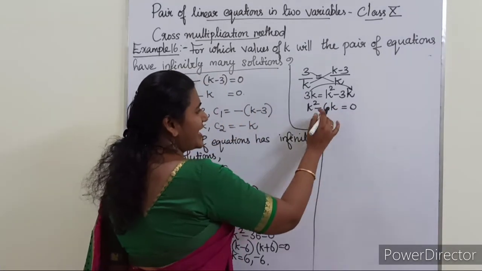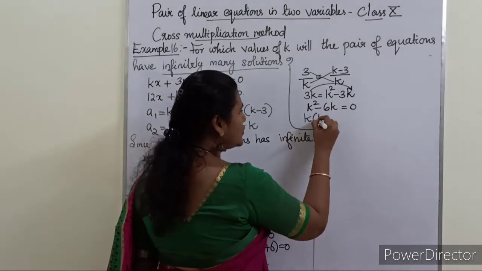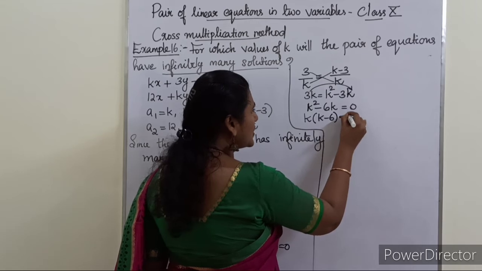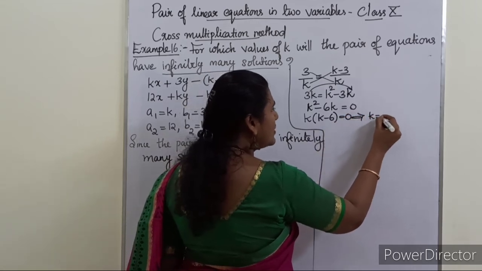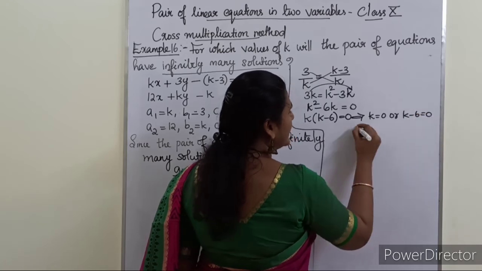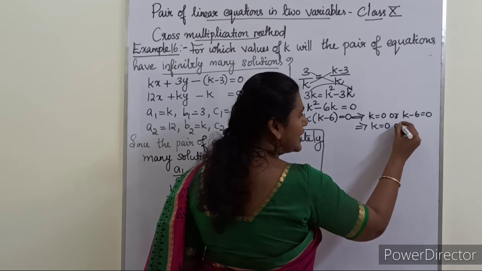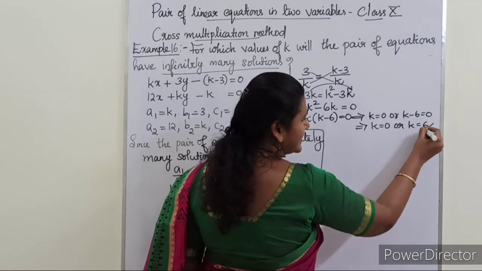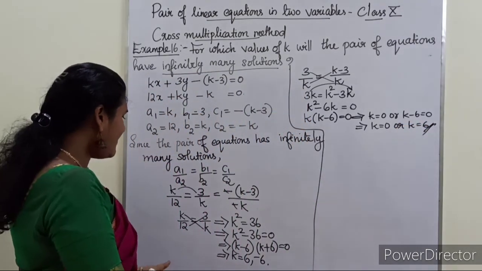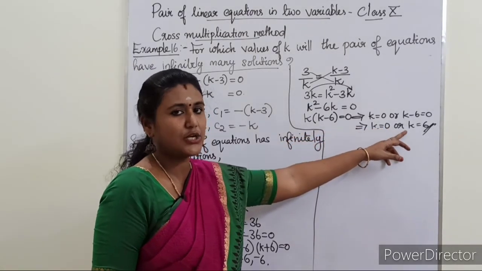Now we will factorize this, that is we will take K outside. So K into K minus 6 is equal to 0, which gives K equal to 0 or K minus 6 is equal to 0. That is we will get two values for K, that is K is equal to 0 or K is equal to 6. So we have taken the second and the third ratio and we got the value of K as 0 or 6.